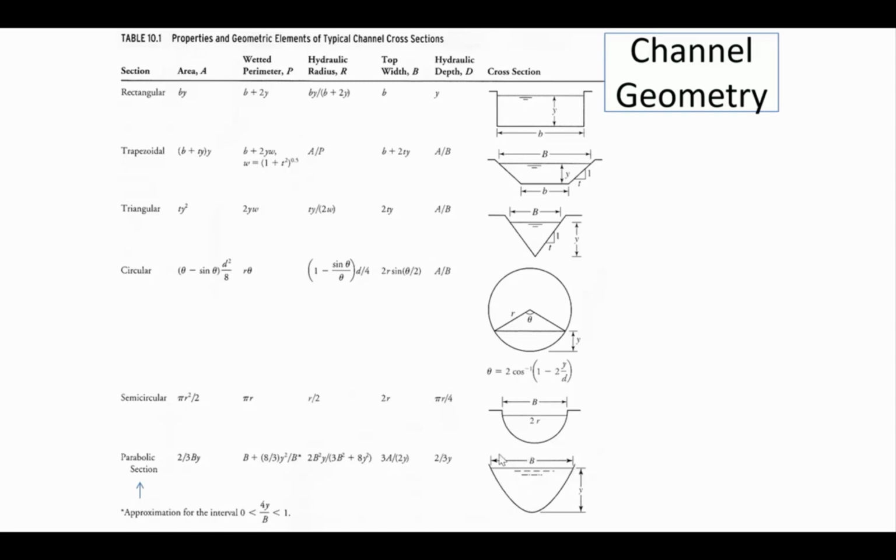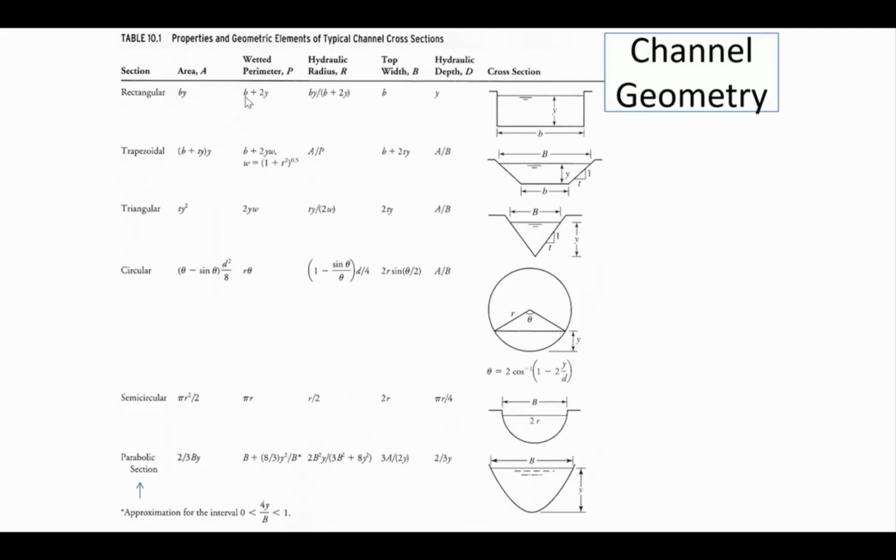The cross-sectional area of a parabolic section is 2/3 the top width of the channel multiplied by the depth y. And so for each one of these different shapes, we have the formula for the cross-sectional area, the formula for the wetted perimeter. And the wetted perimeter is the length that water is in contact with in the cross-sectional view. So like for this rectangular shape, at the top, that isn't counting in the wetted perimeter because the top is in contact with air. But on the sides and the bottom, that is part of the wetted perimeter.